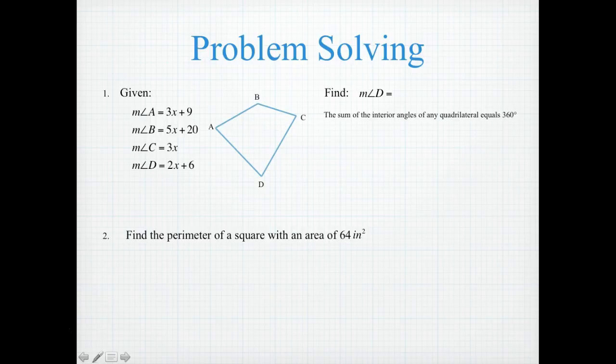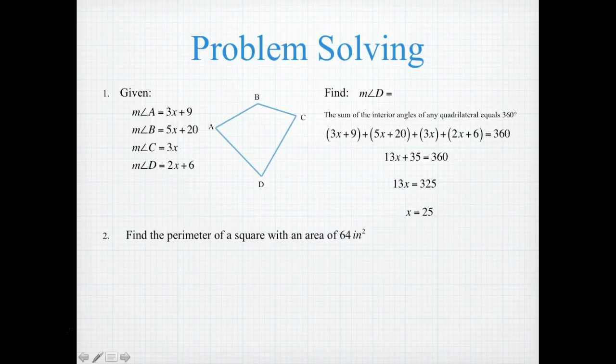Now I know that the sum of the interior angles of any quadrilateral equals 360 degrees. So I'm going to add up each of the provided expressions, 3x plus 9 plus 5x plus 20 plus 3x plus 2x plus 6, and set that equal to 360 degrees. When I combine my like terms, I get 13x plus 35 is equal to 360, and when I isolate the variable, I get a value of x that's equal to 25.